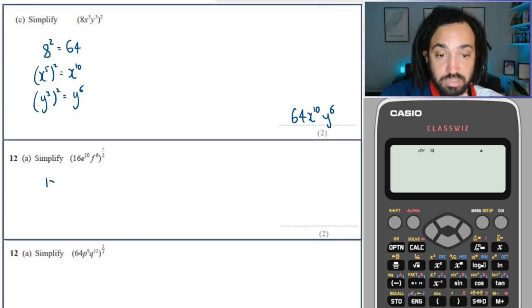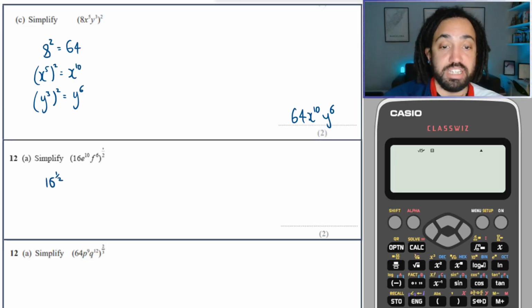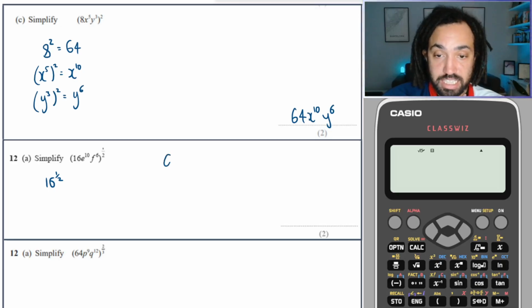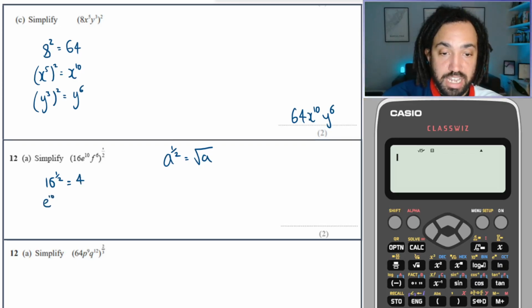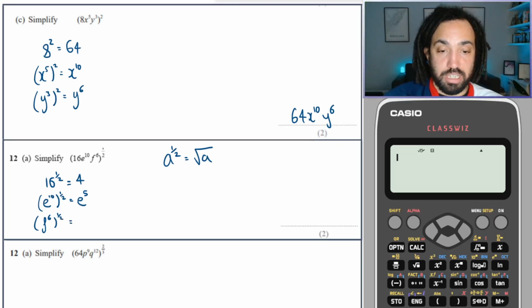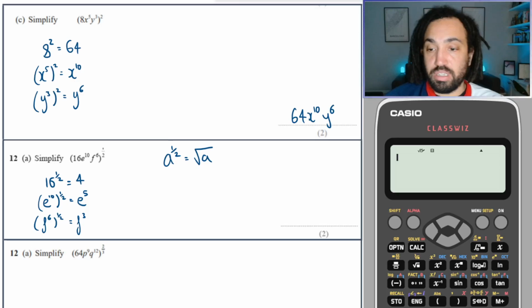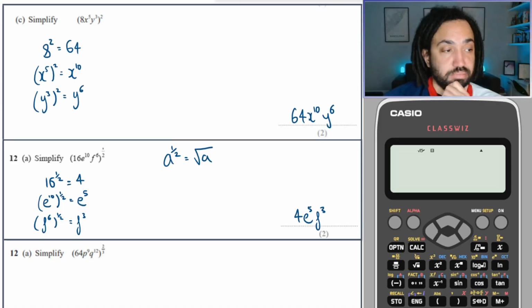Okay, same again. 16 needs to be raised to the power of a half. Now here's a new rule which we haven't learned yet, and that is that a to the power of a half is equal to the square root of a, which means I need to square root 16, which gives me 4. e to the 10 needs to be raised to the power of a half, and we just multiply the powers in this instance, so we get e to the 5. And f to the 6 needs to be raised to the power of a half. Again, we multiply the powers, we get f cubed. So that is 4 e to the 5 f cubed.